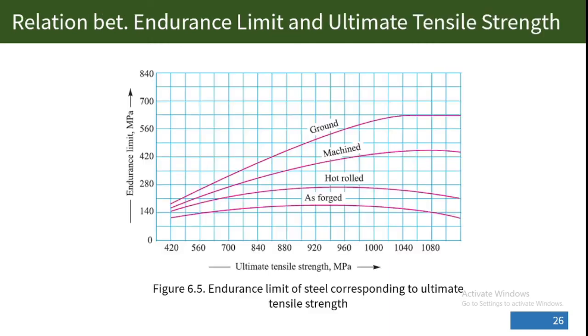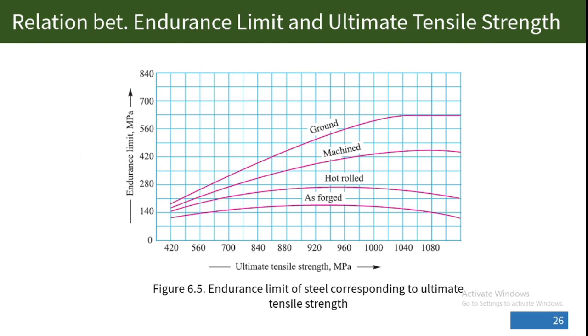So next is the relation between endurance limit and ultimate tensile strength. It has been found experimentally that the endurance limit, sigma sub E, of a material subjected to fatigue loading is a function of ultimate tensile strength. So in this figure, this shows the endurance limit of steel corresponding to ultimate tensile strength.